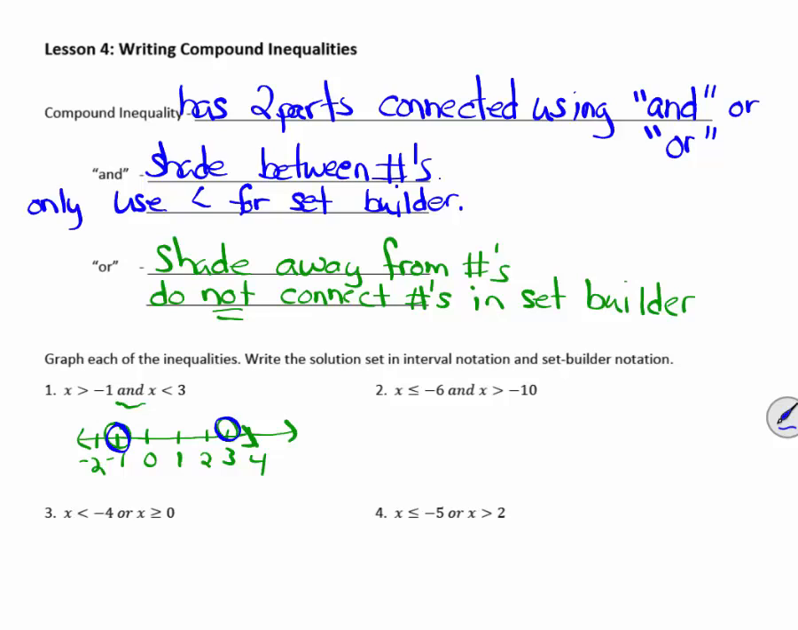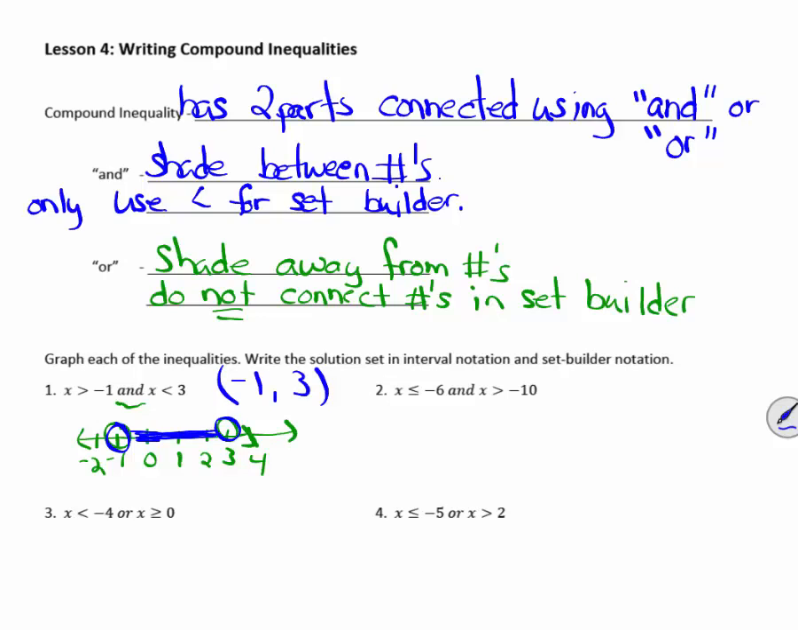It's an "and." And means that I have to shade between the numbers. So I'm going to show in between there. All right, now let's talk about interval notation. My answers are found between -1 and 3. I'm not using the infinity this time. So I'm going to go from -1 to 3. They both have the open circles, which mean they get the soft brackets.